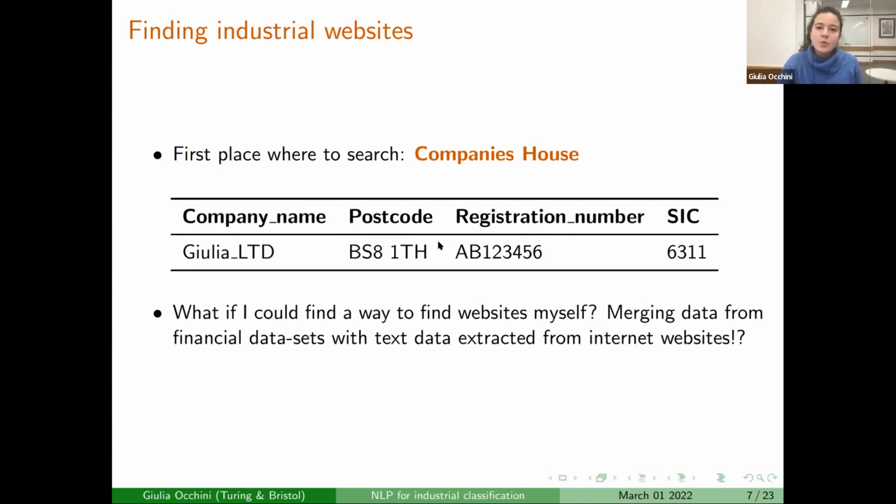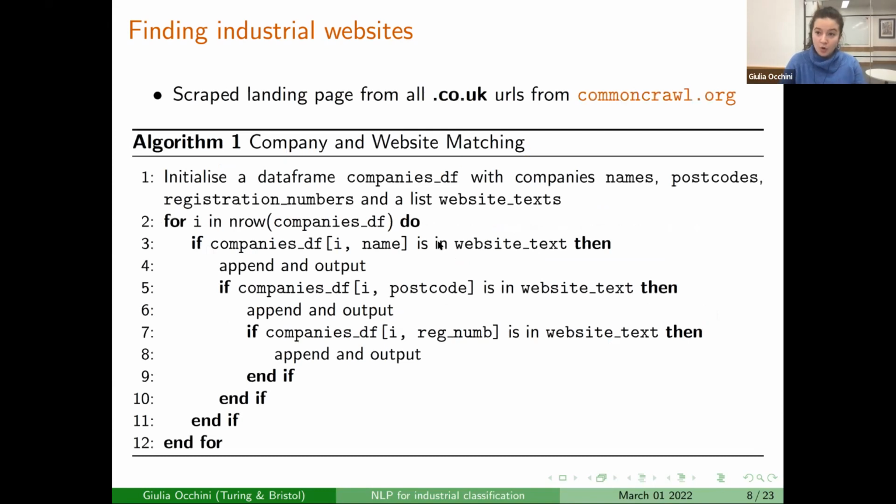What we tried to do was scrape all landing pages from all .co.uk websites that we could find in the Common Crawl. The Common Crawl is a bit like the web archive that Emmanouil talked about, but with a slight difference: it collects more data also from other countries. The amount of data that we scraped was 5 million, but don't worry, this didn't take a lot of time because we did it in parallel on a computing cluster.